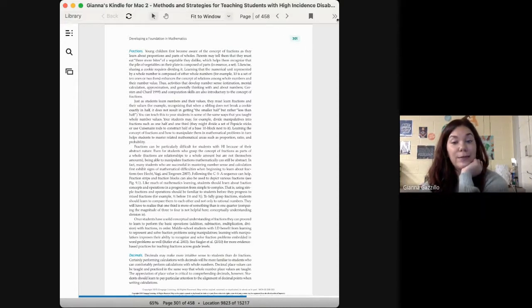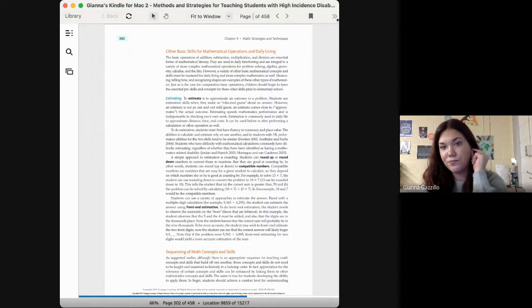The next part talks about decimals, and it says that decimals may make more intuitive sense to students than do fractions. I disagree. I feel like my kids do better with fractions than with decimals. And it says here the appreciation of place value is critical to comprehending decimals. So that would be probably why my students do worse with decimals, because I don't think they have that firm understanding of place values. Mine don't either.